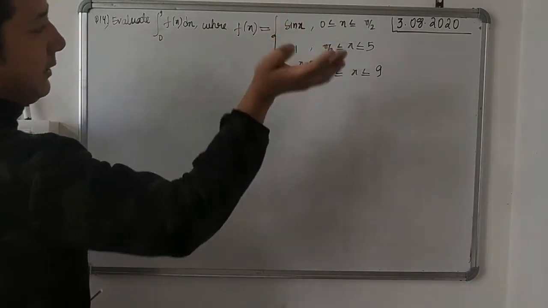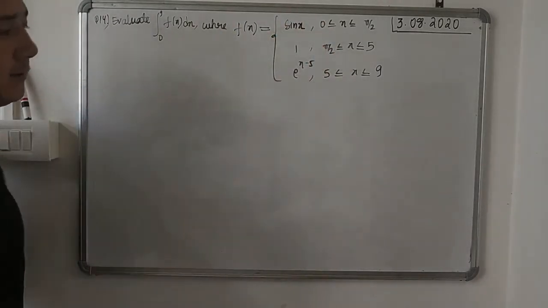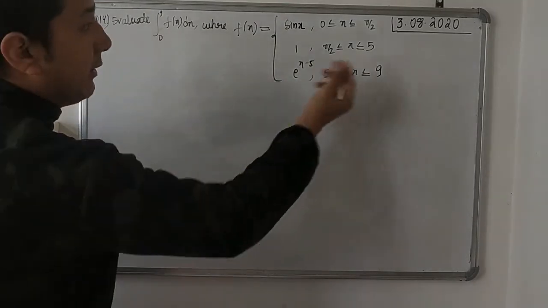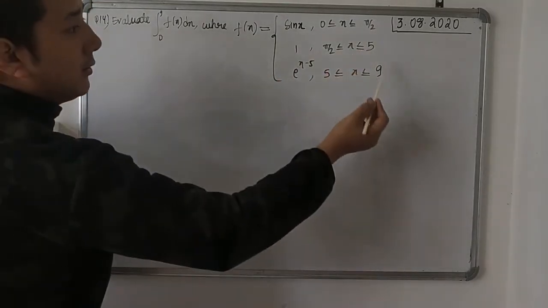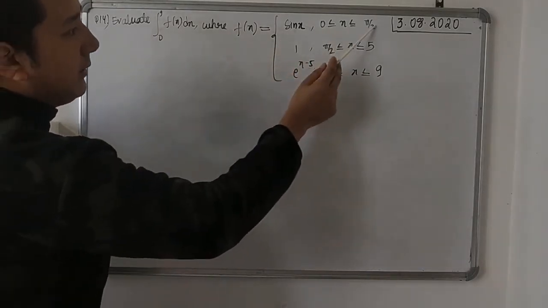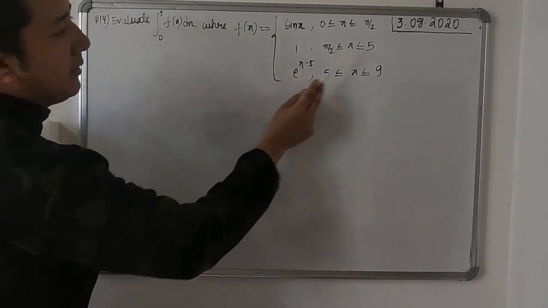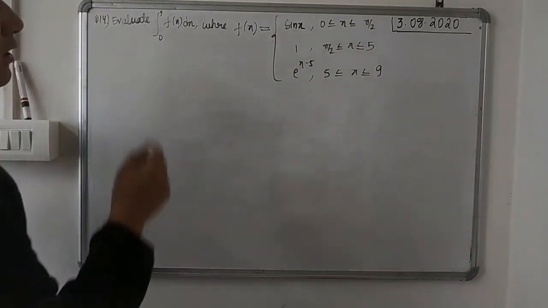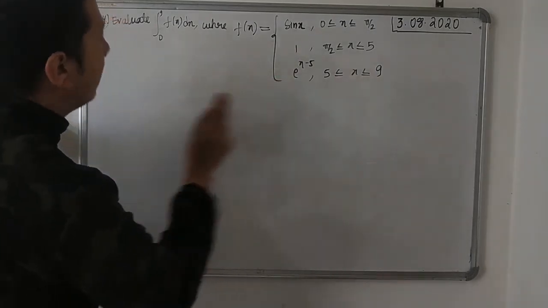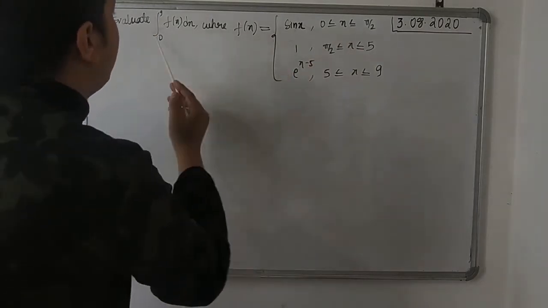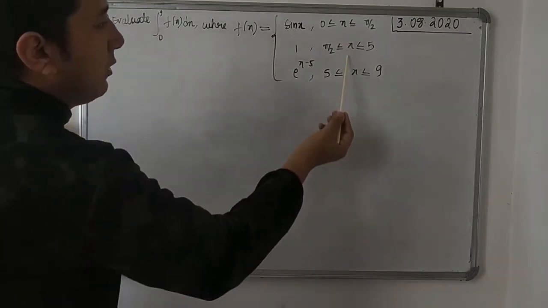One of the values is sin x, another one is 1, and the other one is e to the power x minus 5. And the ranges have been given here. The value for f(x) is sin x from 0 to 90, the value for f(x) is 1 from 90 to 5, and the value for f(x) is this from 5 to 9. Now see, we are asked to find the value from 0 to 9, and the interval from 0 to 9 has been divided into 3 intervals.